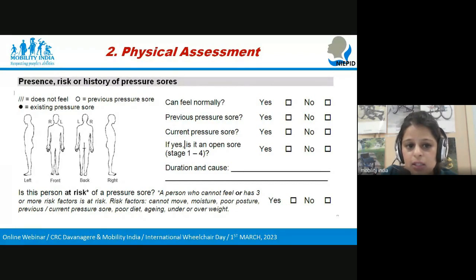These are the risk factors for development of pressure sores. Know whether the user can move or is immobilized in a particular position, and whether there are moist areas in any parts of the body, which could be from water or from incontinence issues. Observe the posture. Observe also the diet of the user, such as drinking inadequate water, which will directly or indirectly affect the skin. Also consider aging, and being underweight or overweight. If you identify three or more of these factors, the user is always at risk of developing a pressure sore, and your prescription option is the pressure relief cushion.